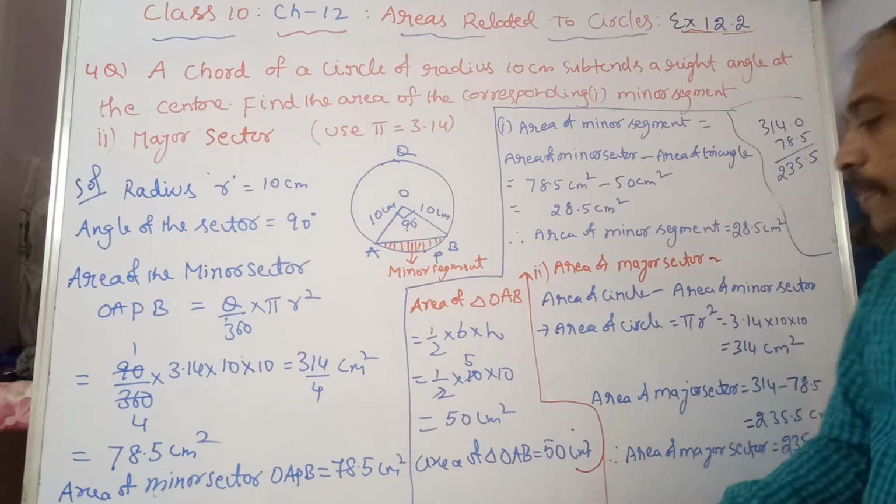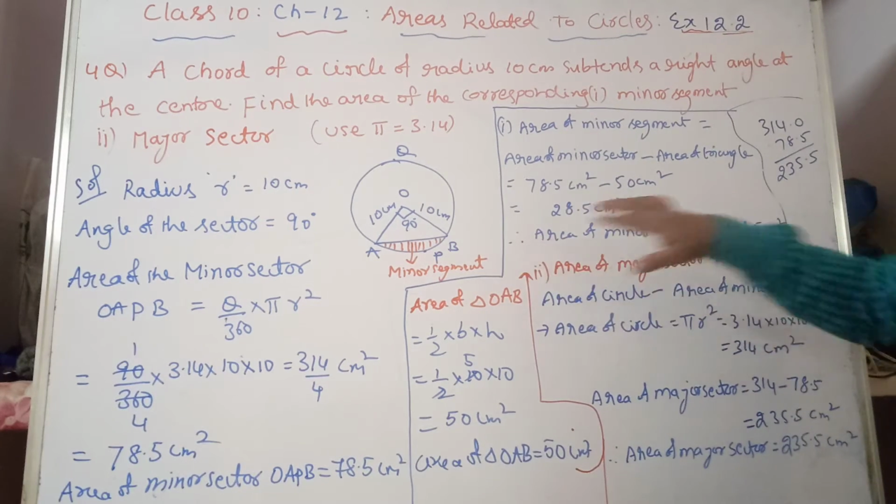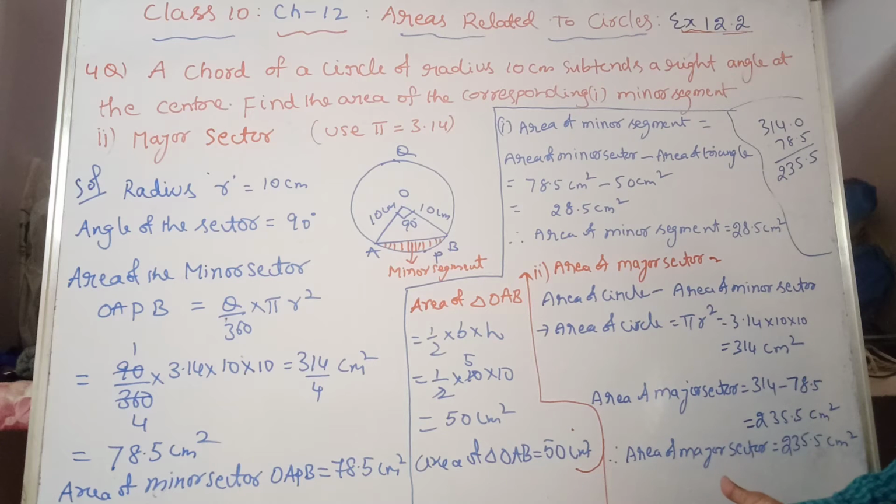Is it clear, students? Area of minor segment and area of major sector. Clear?